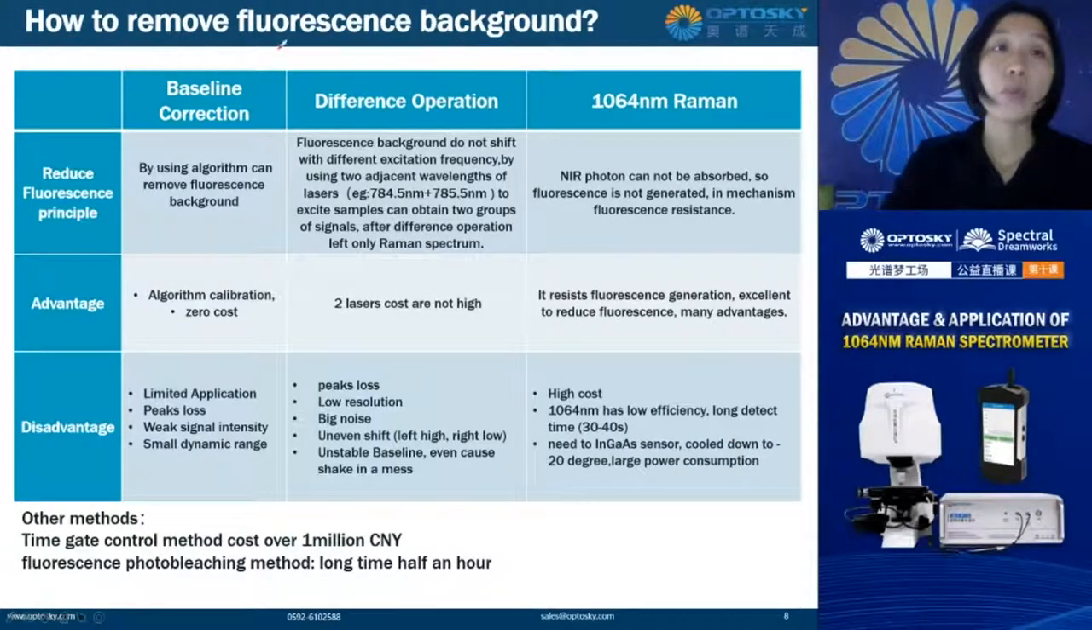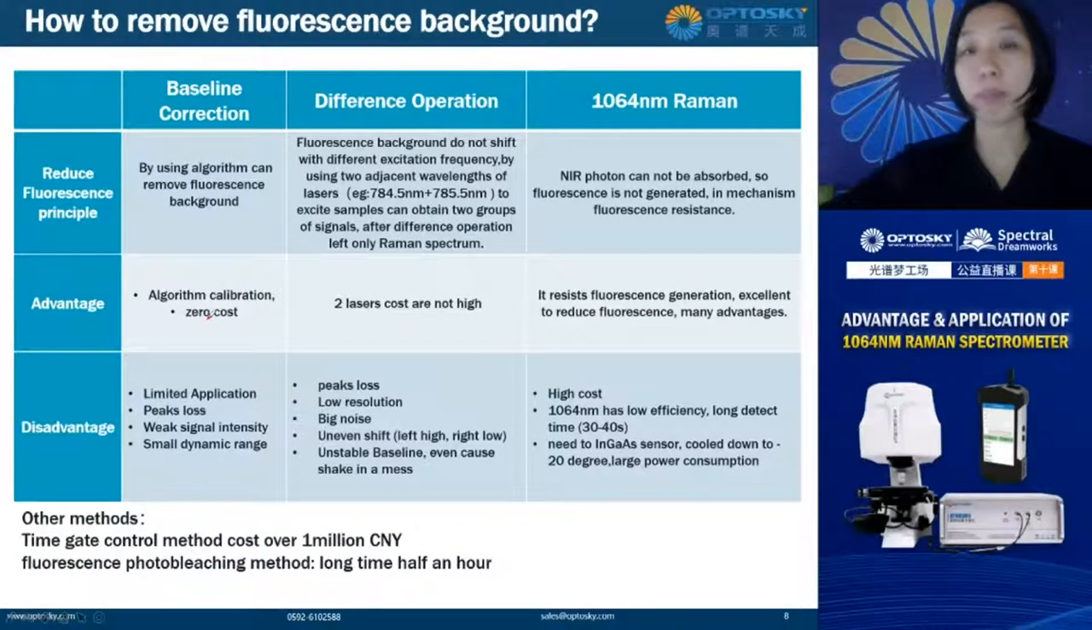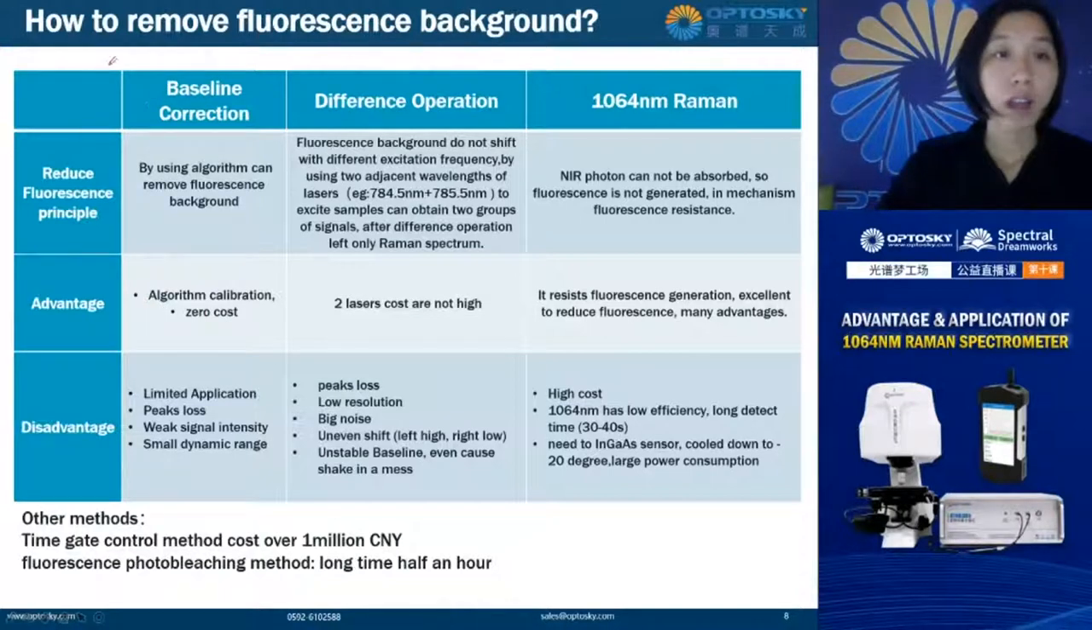So next we are going to introduce how to remove the fluorescence background. As we know, there are several ways to remove the fluorescence background. Here we mainly introduce three. We make a comparison of three fluorescence removal methods. The first one is the baseline correction.